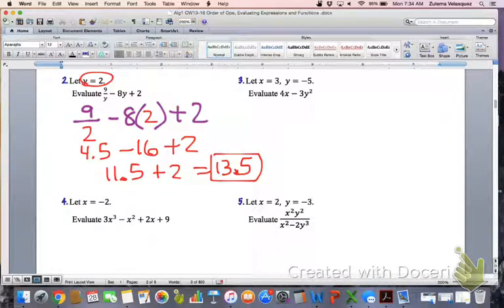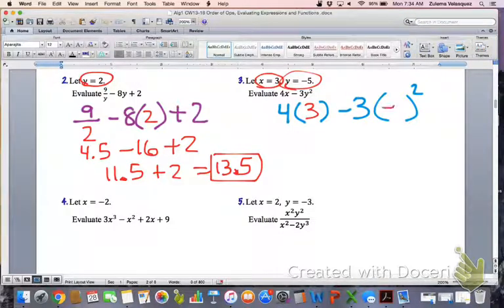Let's move on to number 3. So here we have 4x minus 3y squared. We're going to replace the x, replace the y, and square it. So let's go ahead and fill in those blanks. For x is 3, minus 3y squared, y is -5.